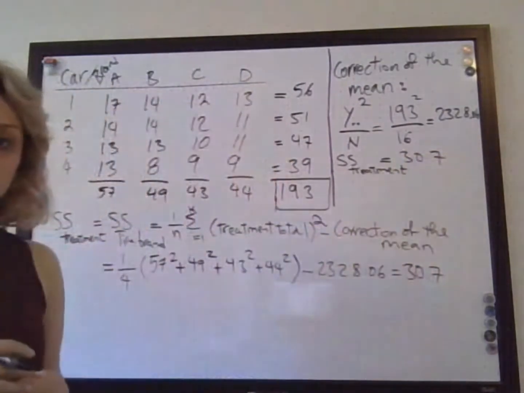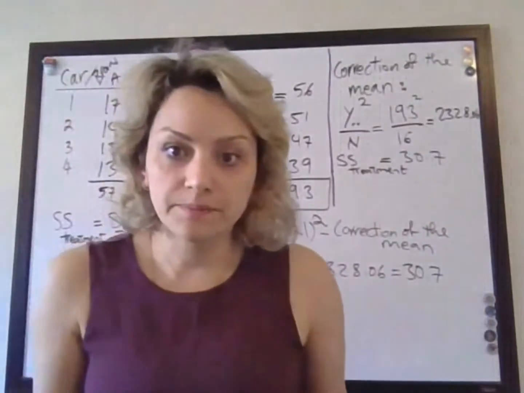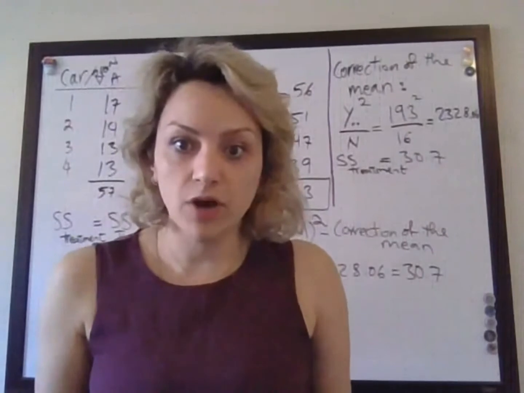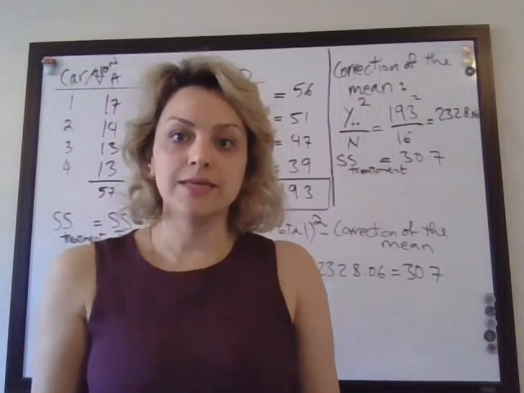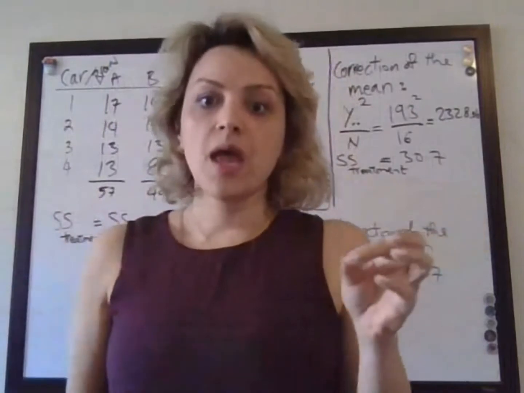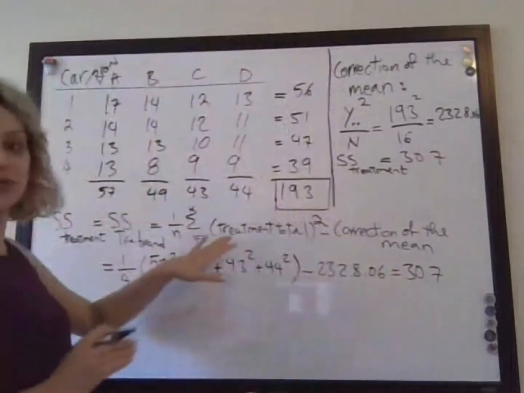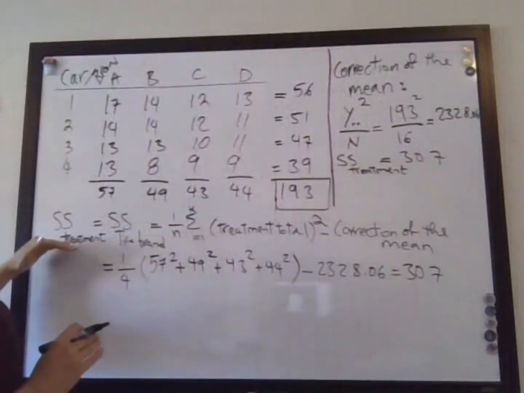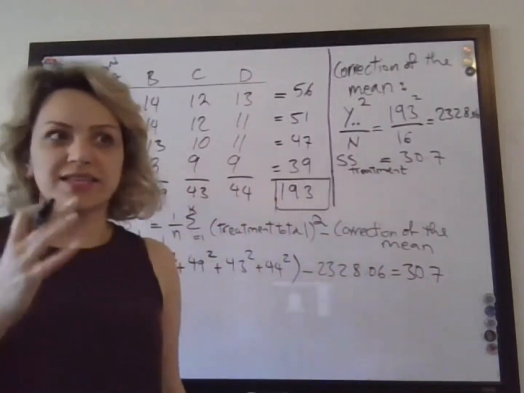So the next one is that we want to find the sum of the squares of block. When we look at the equation, look at here, the sum of squares of block is 1 over k, right? And k is the number of levels that you have in each of these blocks. And then block total square, each row, minus the correction of the mean. So it's very similar to this one. The only difference is that here we had the sum of squares of treatment.